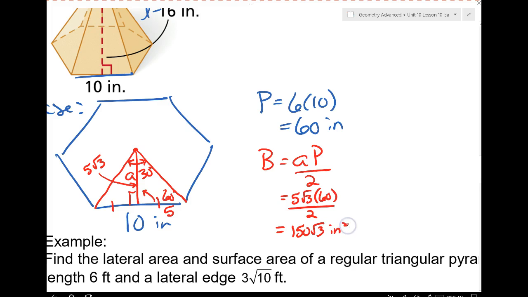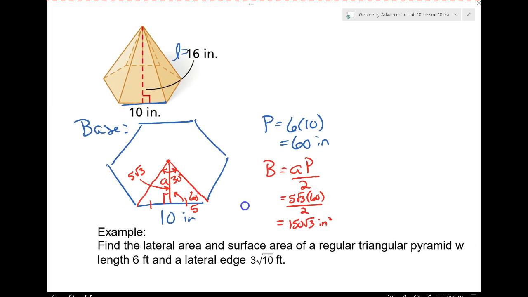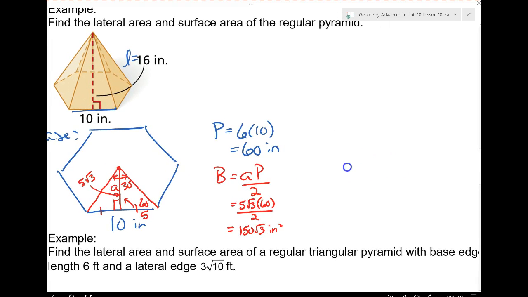All right, now I have the perimeter of the base. I have the area of the base. Can I take the time and solve for my lateral area and surface area? So we have all the stuff that we need. So that's good. So let's write our formulas down.